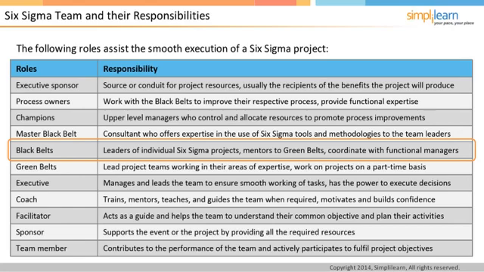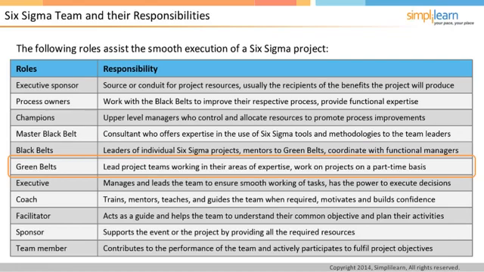Green Belts are trained in Six Sigma, but typically lead project teams working in their own areas of expertise. They are focused on the basic Six Sigma tools for acceleration of projects. Green Belts work on projects on a part-time basis, dividing time between project and functional responsibilities. An executive is the person who manages and leads the team to ensure smooth working of tasks and has the power to execute decisions.